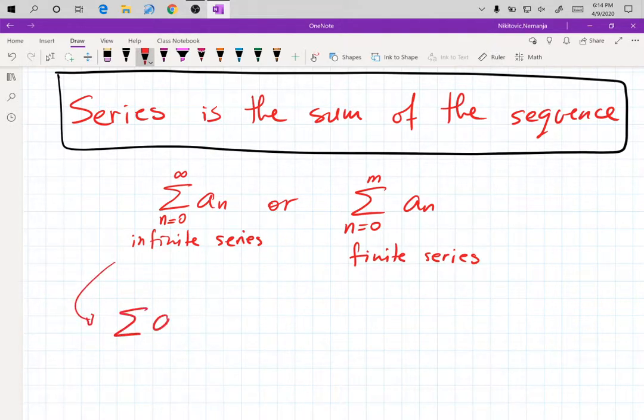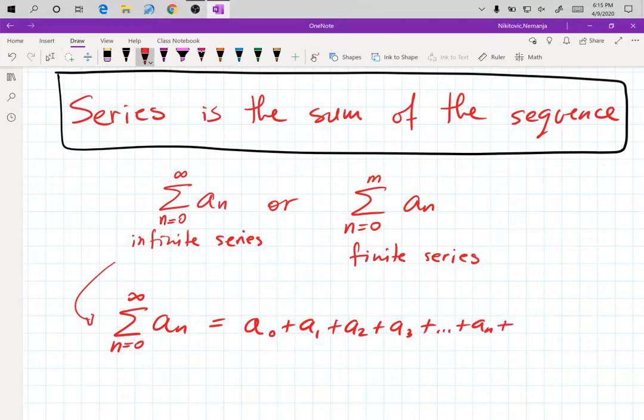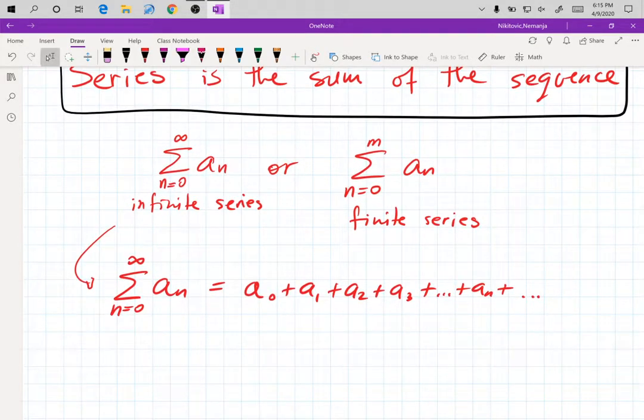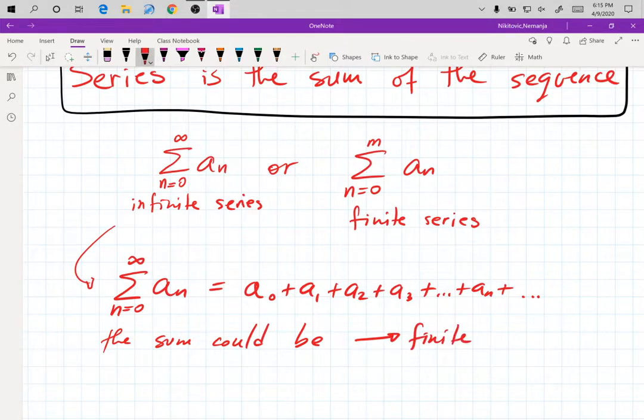So, summation of an, when n, let's say it starts at 0 and goes to infinity, is simply a0 plus a1 plus a2 plus a3 plus ... plus an plus ... going forever. So this over here, the plus ... at the end, make sure it's going forever. And the sum could be finite, in which case we say it converges, or infinite, which is divergence.